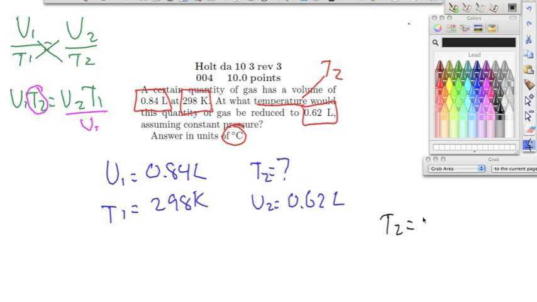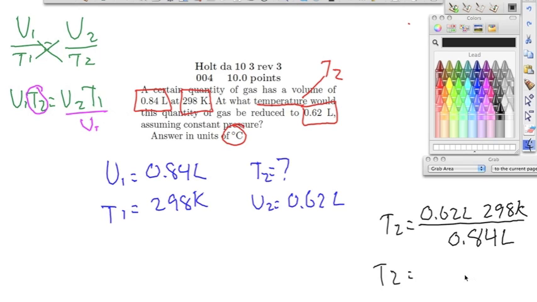equals our V2, which is 0.62 liters, times our T1, which is 298 Kelvin, all divided by our V1, which is 0.84 liters. Okay? Then, from here, all we end up doing is we divide this out, and we'll get a T2. We get it in our calculator, and then we just subtract 273 to get it back into degrees Celsius.